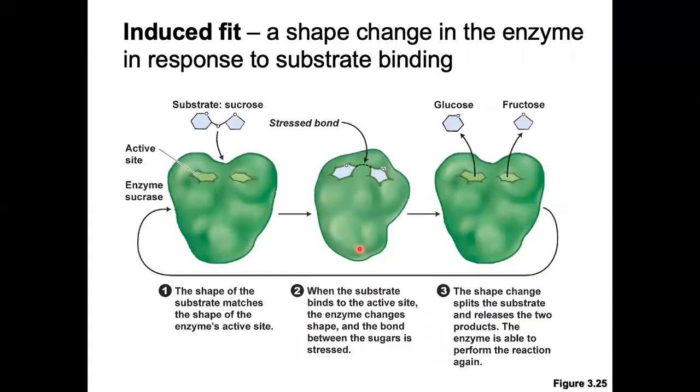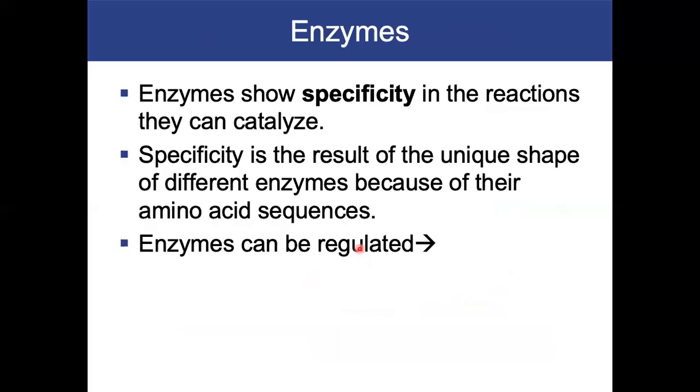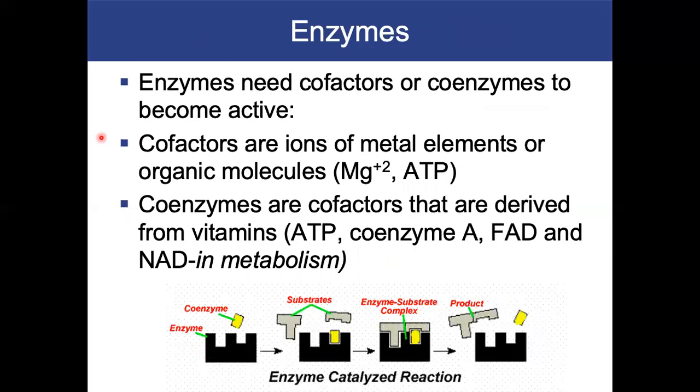Okay, so this you can read. These guys show specificity in the reactions they can catalyze, right? So enzymes can be regulated. How can they be regulated? These guys need cofactors or coenzymes to become activated. In fact, all of our enzymes, probably 99% of them, need cofactors or coenzymes to become active. So let's take a look at these.